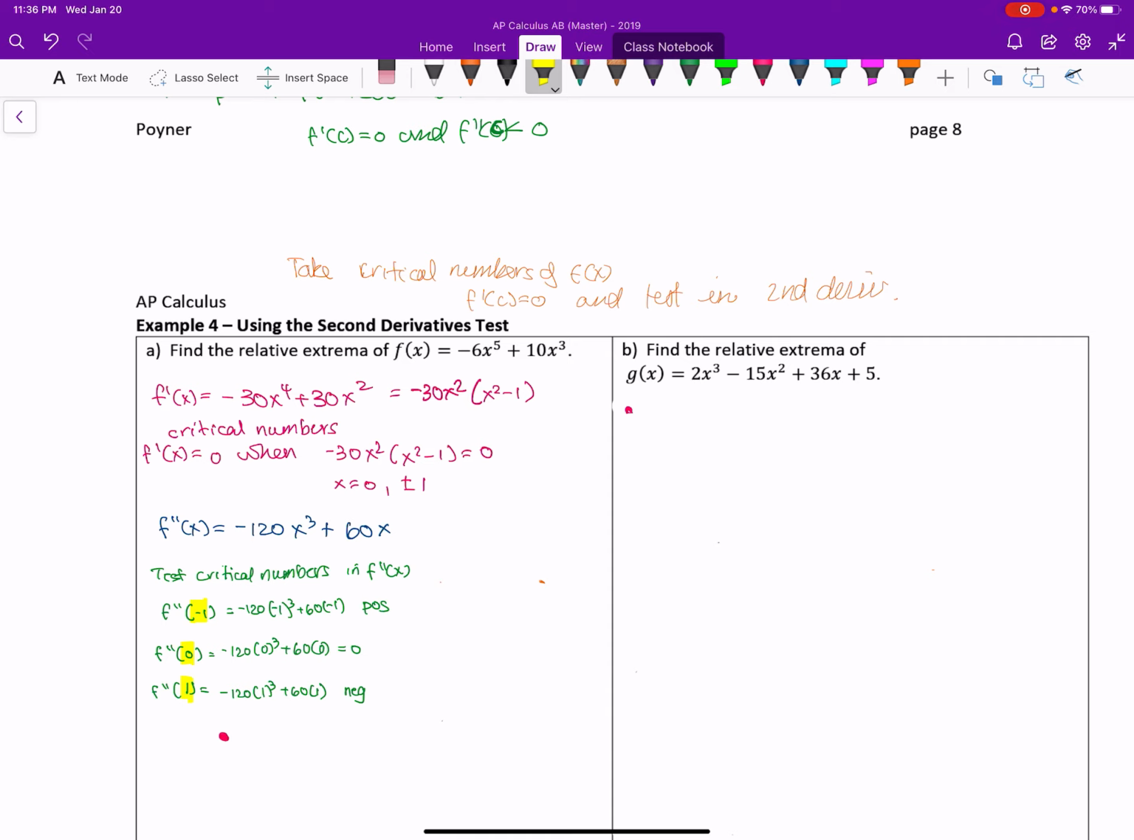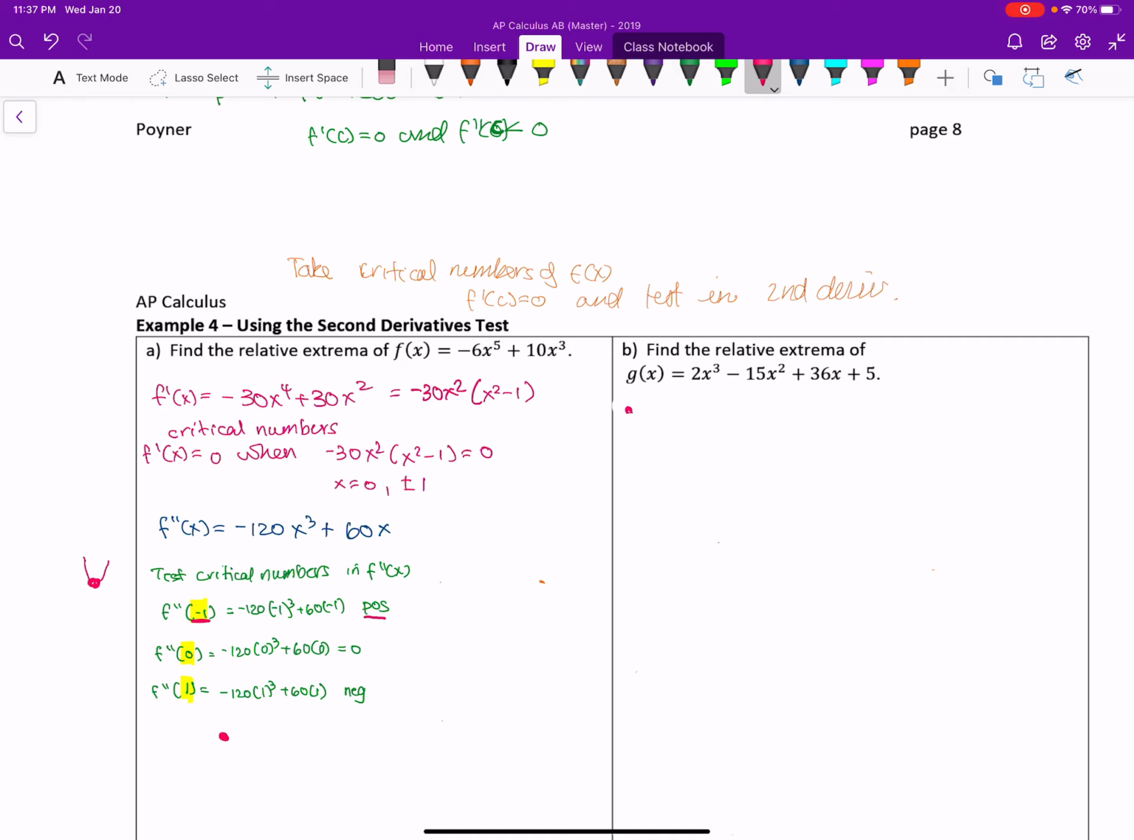So the first one, I see that I'm getting a positive. If I get a positive second derivative at a critical number, I know that the function was concave up there. So it was concave up, and we had that point down here at the bottom. So that point down there is going to be a minimum. So I know that this right here at x is equal to negative 1 must have been a minimum. That's the only way that this could happen like that.